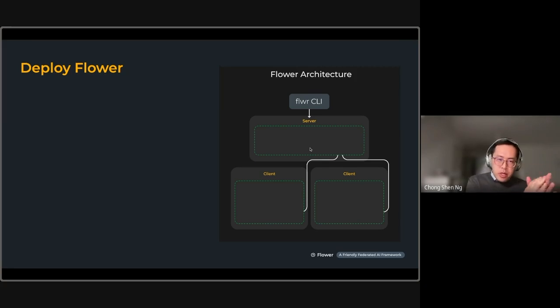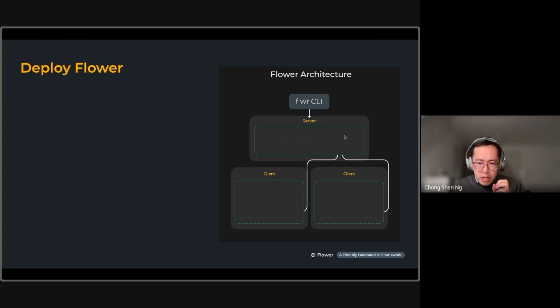So that was the first demo where we run it in simulation mode, right? So we simply just used the command line, and then we just did a flower run. Let's try and look into how we can deploy Flower. Right, to deploy Flower, there are 3 main components. First, you need the Flower CLI, which is the entry point for the user to execute the Flower model itself.